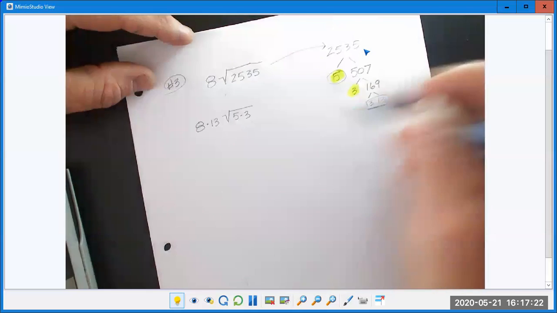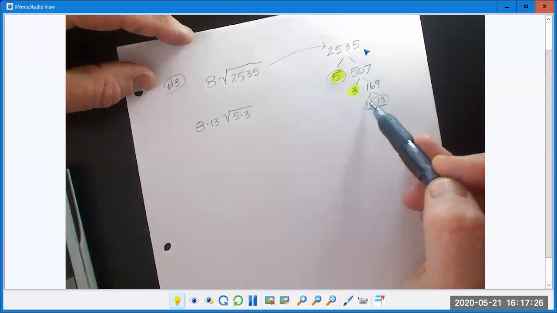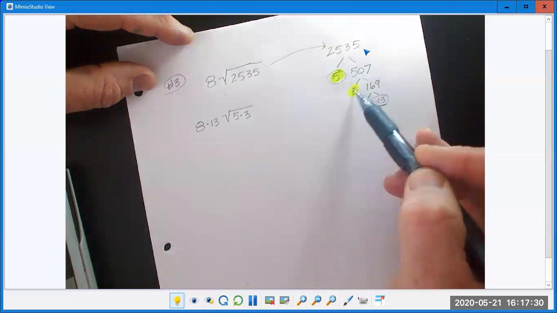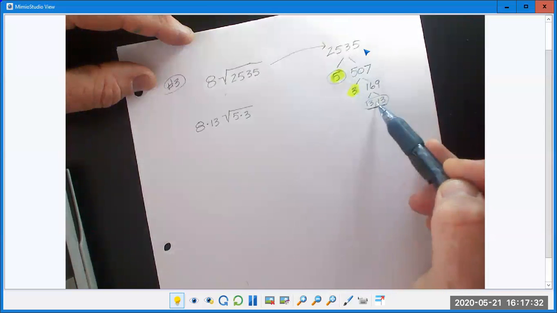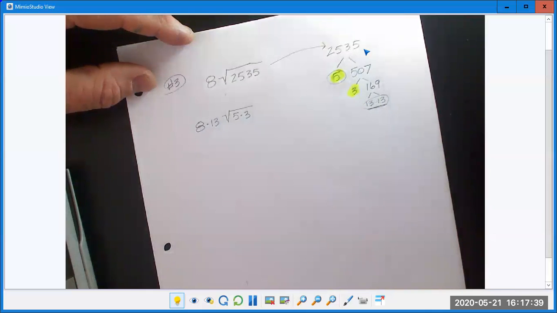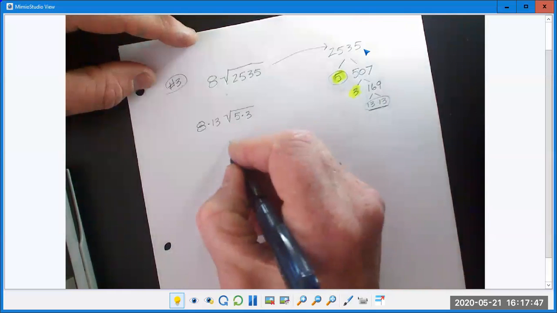All right, so this process is very important: keeping track of your work, giving yourself enough room to work, and really being mindful of your prime numbers, your prime factorization, and pulling out your pairs. Also remember that if there's already a term outside of your radical, we have to make sure we take that into consideration.